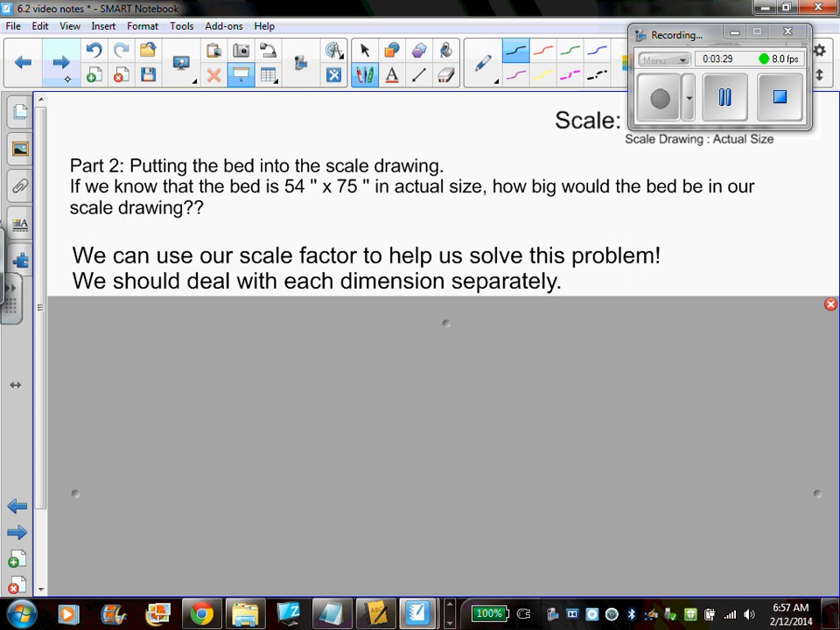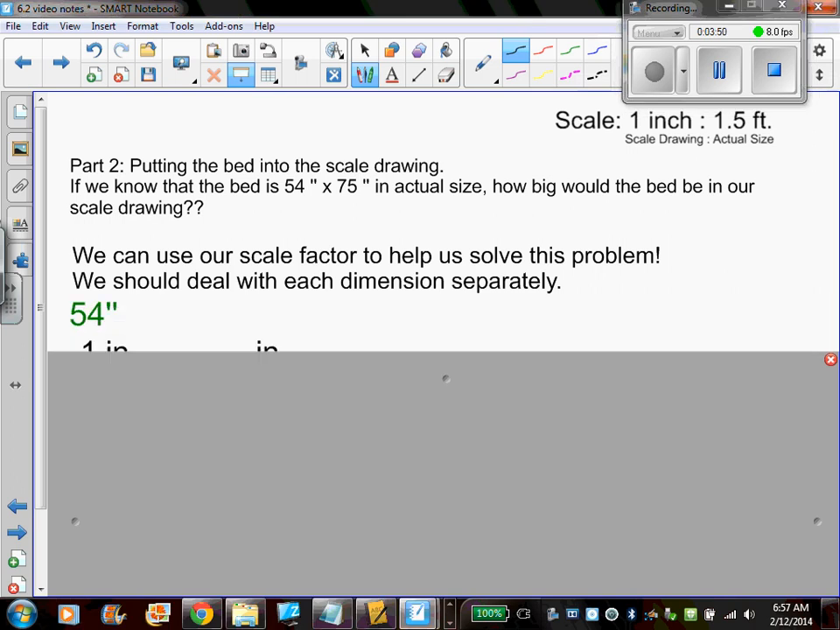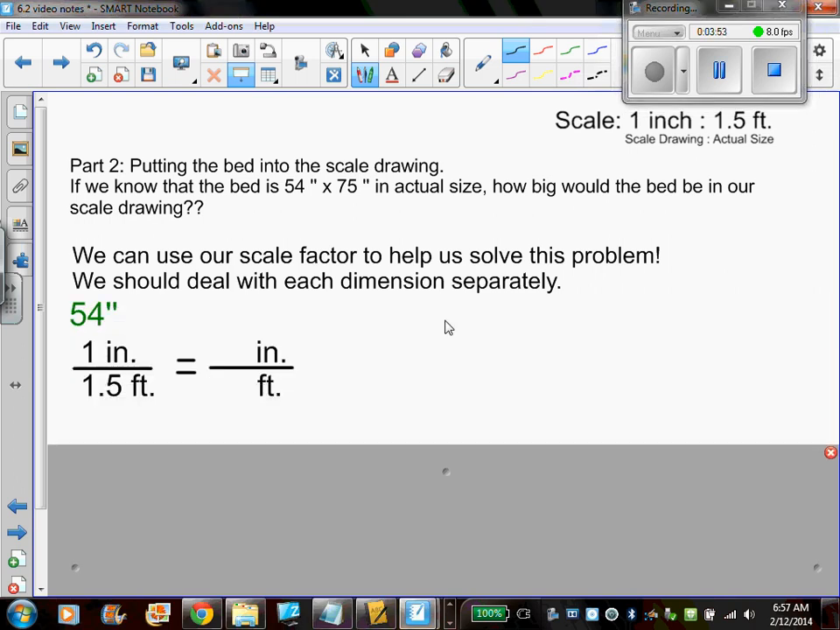So, first part of the problem after finding the scale says, using your scale, if your actual bed is 54 inches by 75 inches, what would the dimensions be on your scale model? Well, we can use our scale to help us here. 1 inch to 1.5 feet. So, starting out, we have our 54 inches. Let's start there. Let's figure out what that would be. Our 54-inch bed, what would that be on our actual drawing that we're making.